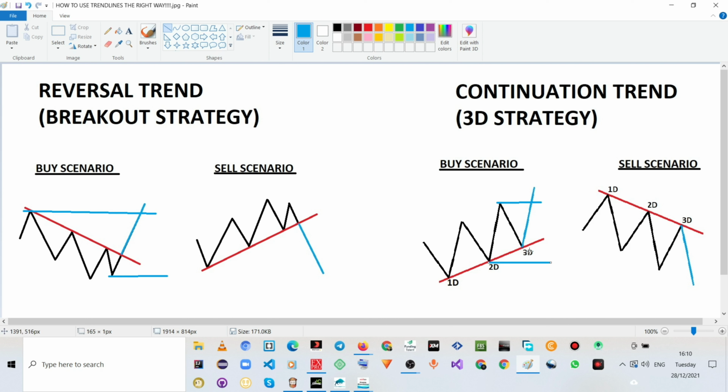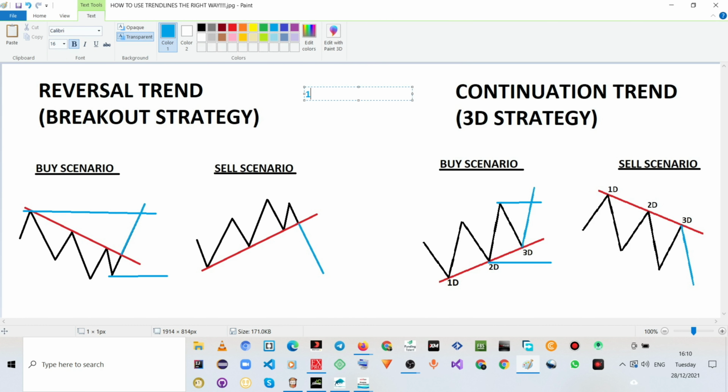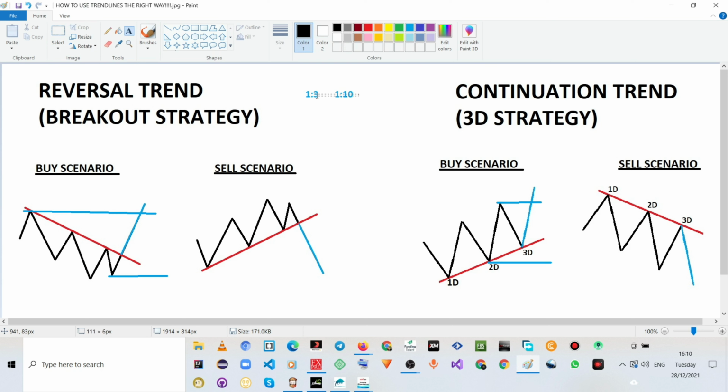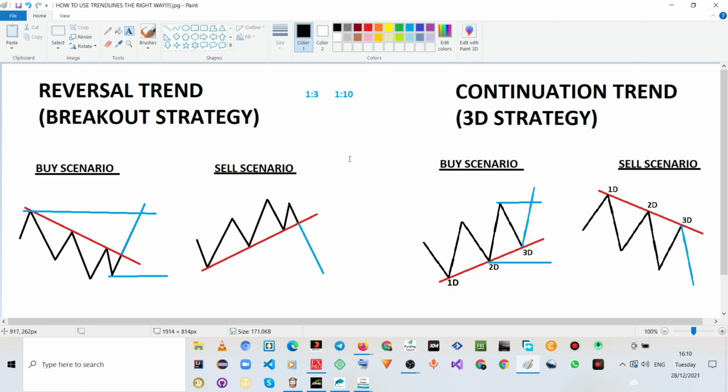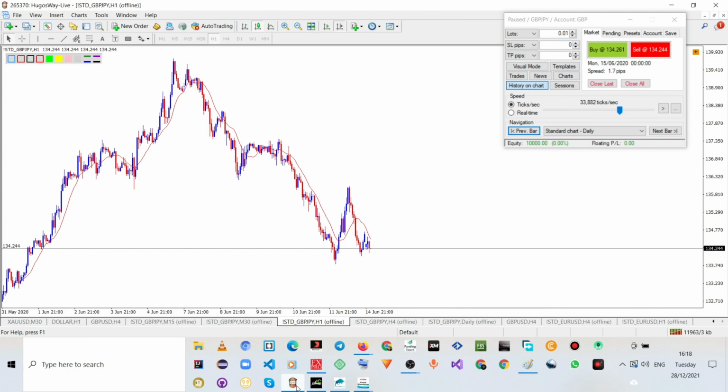So it will be like this. So basically targeting a minimum risk reward ratio of 1:3, and usually it gets all the way high up to 1:10. That's basically our risk reward ratio that we'll be aiming at, and that will be coming across using this strategy.